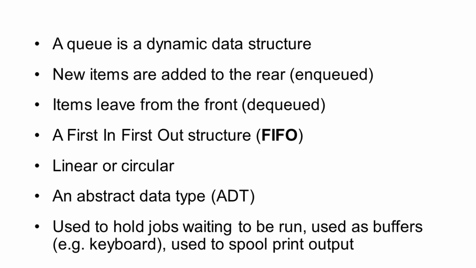Queues have all kinds of uses in the field of computing. The operating system makes use of queues in process scheduling. Queues are used as buffers, for example, the keyboard buffer when you're typing. Queues are also used to spool print output. And these are just a few examples. Programmers can use queues in all kinds of scenarios.